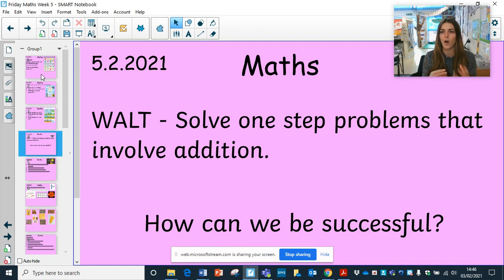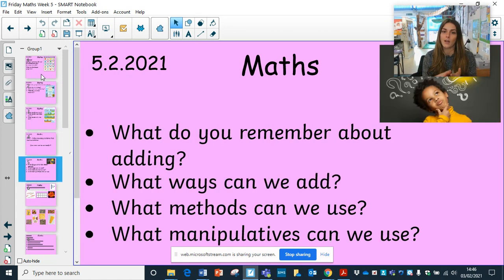So it's thinking about the why or the how, showing your workings and explaining your reasoning. Show how you've worked that out and see if you can solve it using a variety of methods. Put all that learning, that knowledge from this week, and use those methods to help you answer those addition problems. What do you remember about adding? What ways can we add? What methods can we use? And what manipulatives can we use?